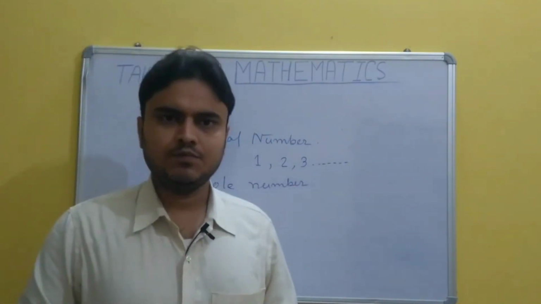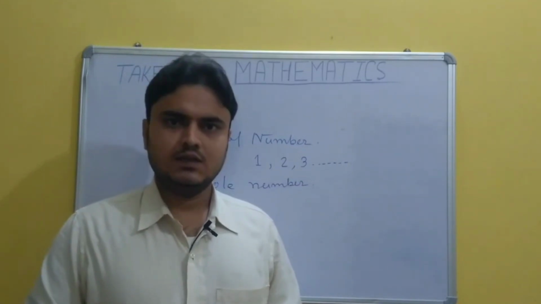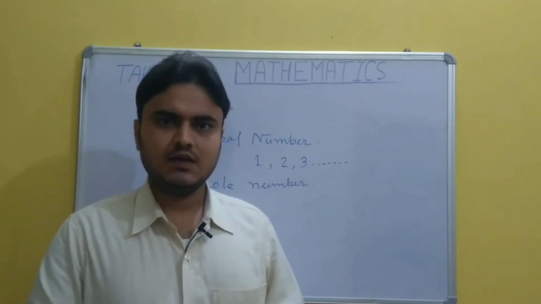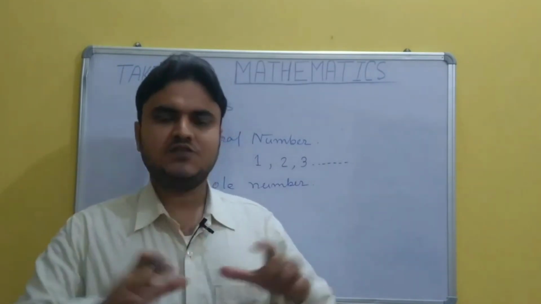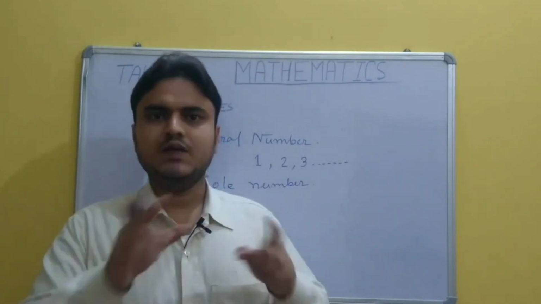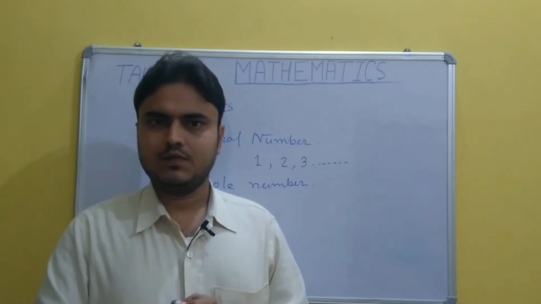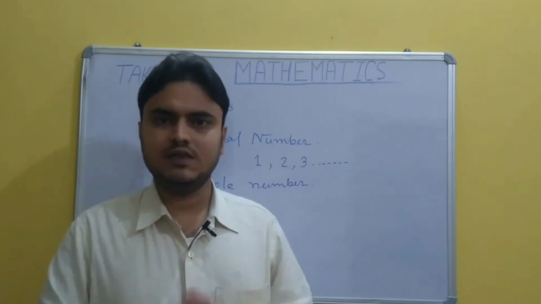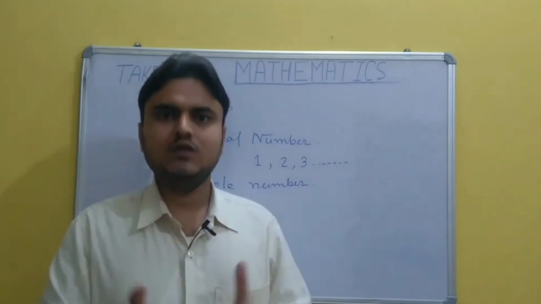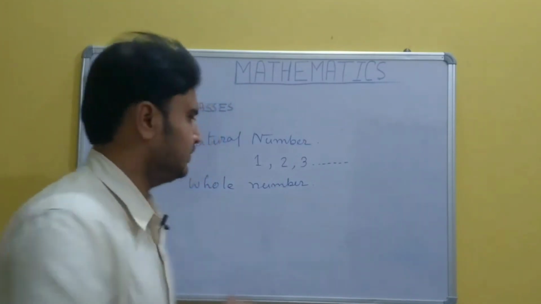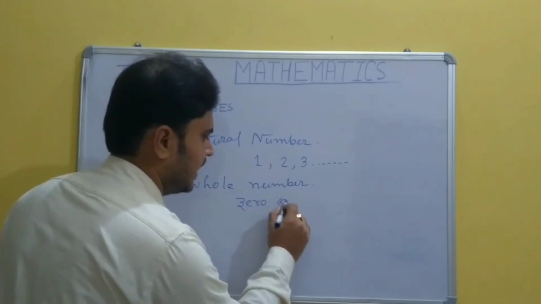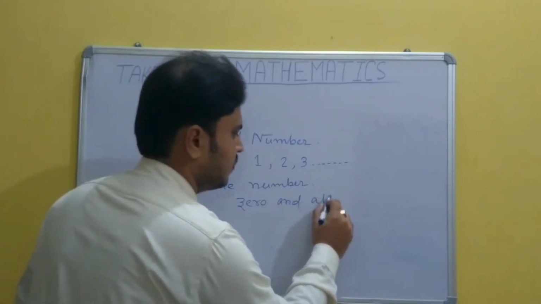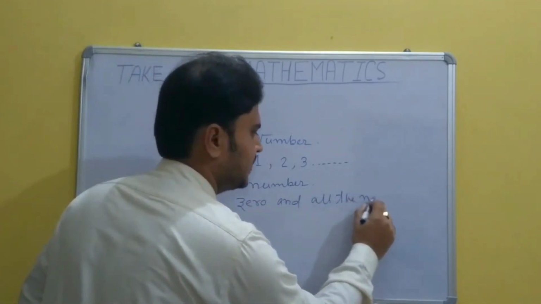What is a whole number? Whole number is the natural numbers with zero. That means all the natural numbers along with zero. Zero and all the counting numbers are collectively called whole numbers. Zero and all the natural numbers.